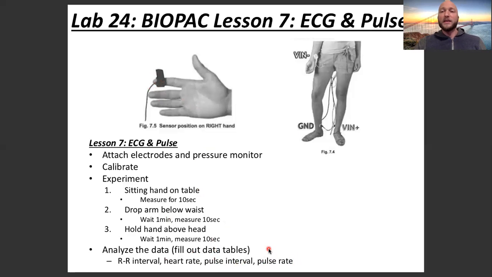Are the two related? If so, how? How are they the same? How are they different? Is our heart rate and R to R interval going to change with different hand positions? Is pulse interval and pulse rate going to change? Is pulse amplitude going to change? Is ECG amplitude going to change? What's going to change? Think about it before you watch the discussion video.